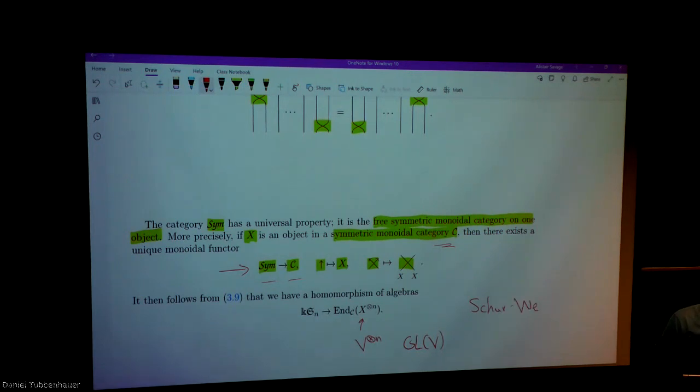The reason I hesitated for a second is because later on what we're going to do is take not only the natural module, but the dual of the natural module. And then we'll have to add in some more data to our universal category to take care of this duality. But if you just look at the natural module, this is surjective. Questions?